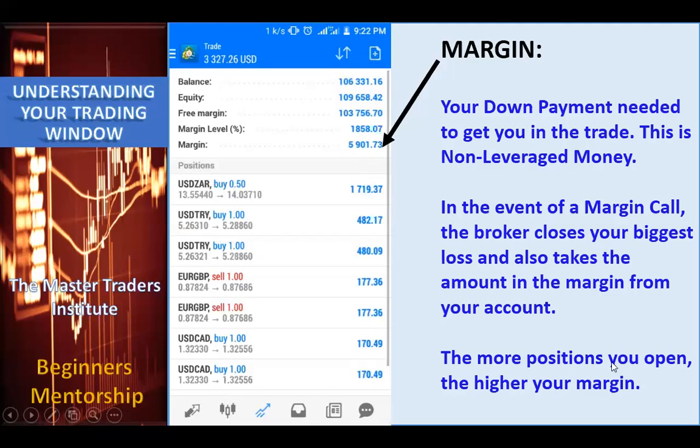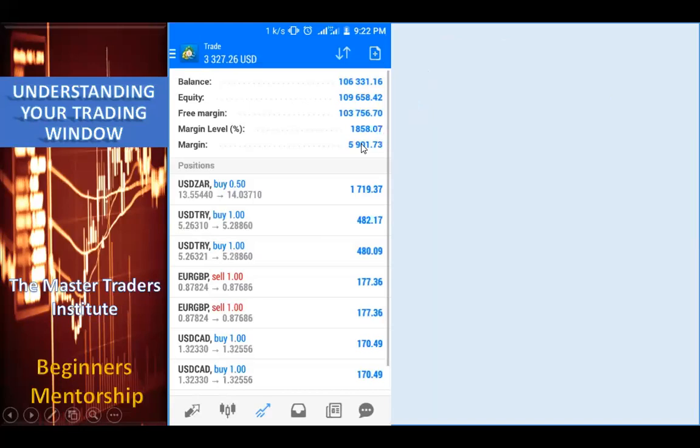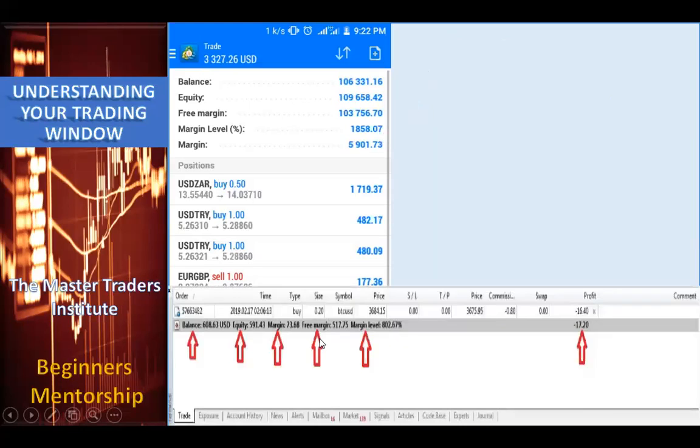The more positions you open, the higher your margin. So this is the cost that you are paying for opening all the trades you have running in your MetaTrader 4. So whenever you see this margin, it means the cost you have to pay for your open positions.